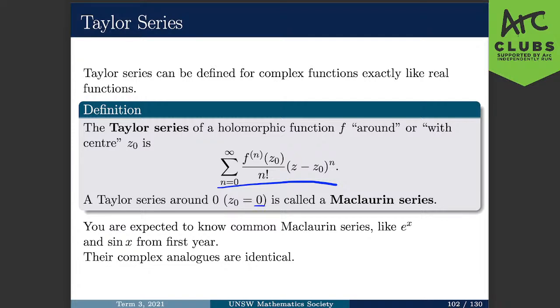So you're expected to know common Maclaurin series like the exponential or the sine x from first year, so how the exponential is x to the k divided by k factorial, where k goes from 0 to infinity, etc. Here you're meant to remember these. But if you are treating this exam as an open book exam, then that's not so much of an issue. But you are meant to remember those.